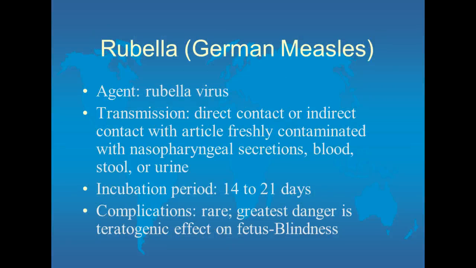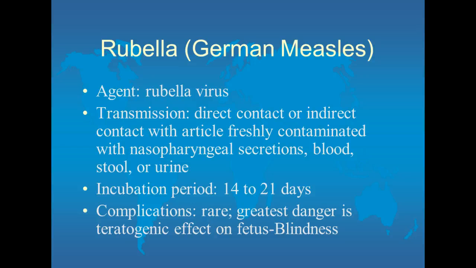Okay. Now, this is the bad culprit here too, German measles, and the transmission is direct contact or indirect contact with articles freshly contaminated with nasopharyngeal secretions or blood, stool, or urine. So every orifice of the body can pass this one on. Incubation period is 14 to 21 days. Complications are rare, but the greatest danger is teratogenic effect on the fetus, and that would be the blindness. Excuse me, it's teratogenic effect. It's really dangerous to pregnant women.